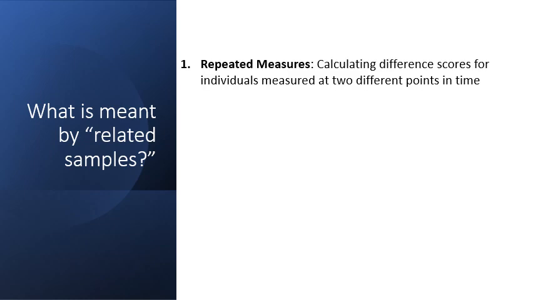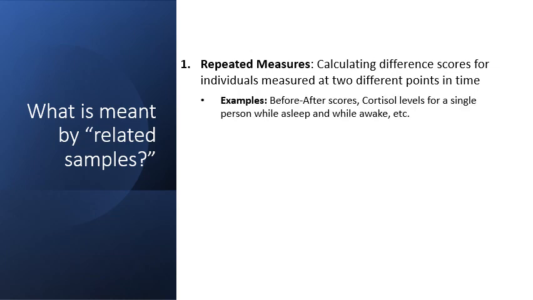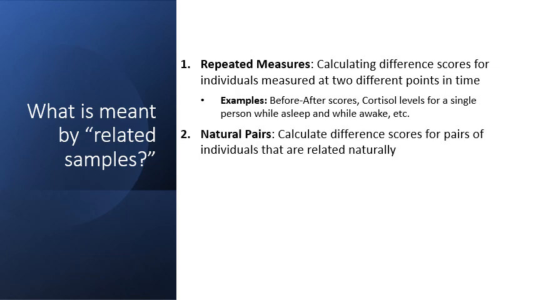So what is meant by related samples or samples that are systematically related? We have three types of related samples. The first is repeated measures, calculating difference scores for individuals measured at two different points in time, such as taking before and after scores, or measuring cortisol levels for a single person while that person is asleep and then again while they're awake, and doing this for a number of people. And we'll look at this again on the next slide. The second is natural pairs.